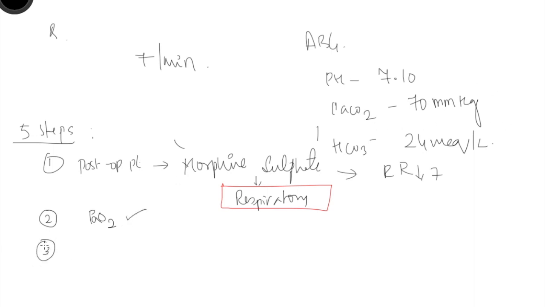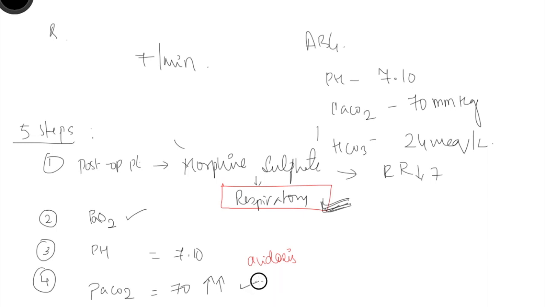Next is to look at the pH. What is the pH? The pH is 7.10. Now you know that this is to the left side of the scale, so that means it is acidosis. Next is to look at the PaCO2. What is PaCO2? 70. Normal was between 35 to 45. Now PaCO2 has increased. Does it go with our first statement, that it is a respiratory problem? Yes, of course it's a respiratory problem. So it is a respiratory acidosis.